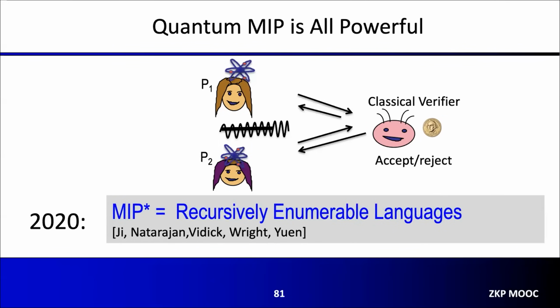And then this leads up to something very, very recent, showing that actually, if you have 2 provers, so not necessarily efficient quantum computers, but 2 quantum computers who might be taking a long time, they can convince a classical verifier of languages which are recursively enumerable languages. That's kind of an amazing statement. It's an amazing theorem. There's a lot of buzz around it today.